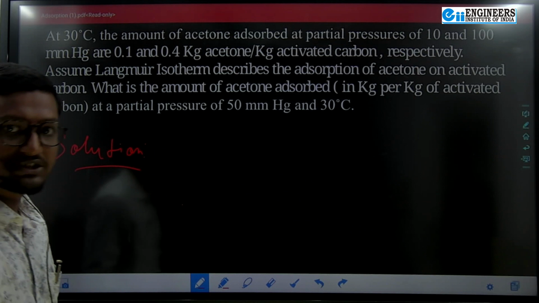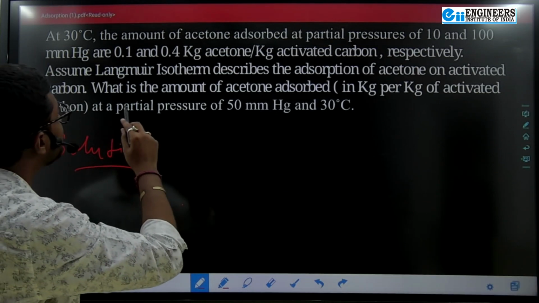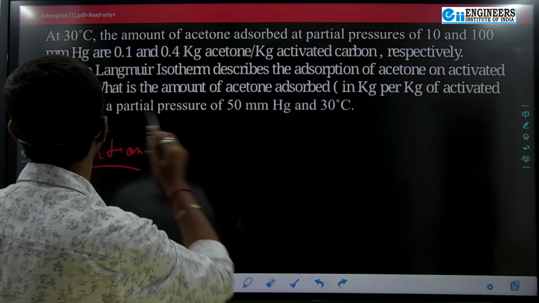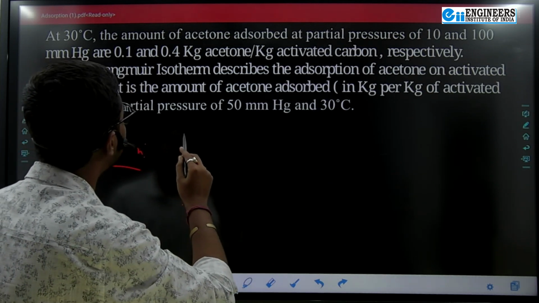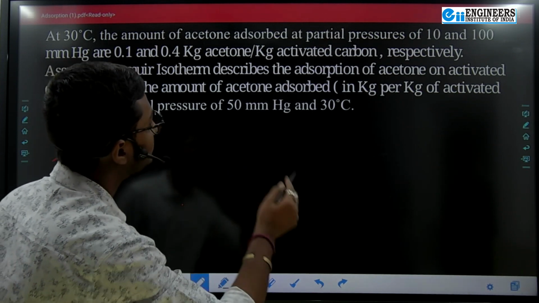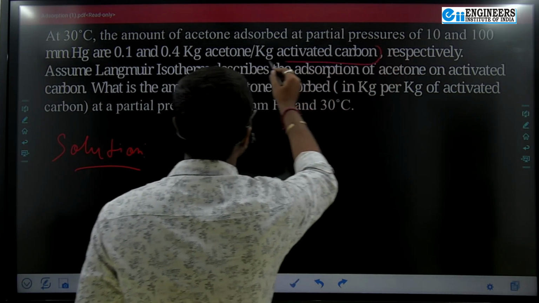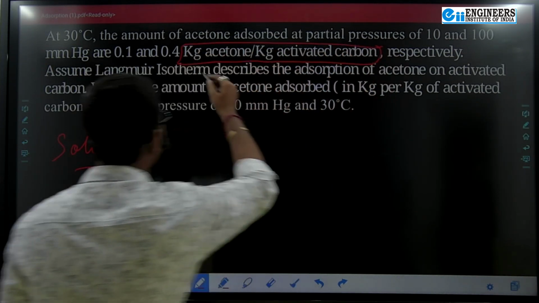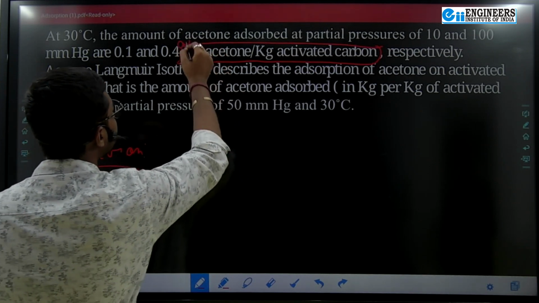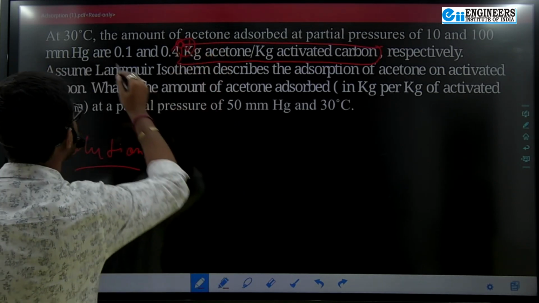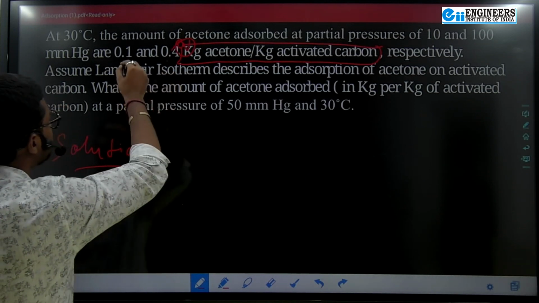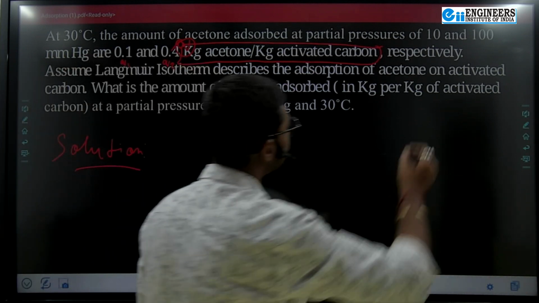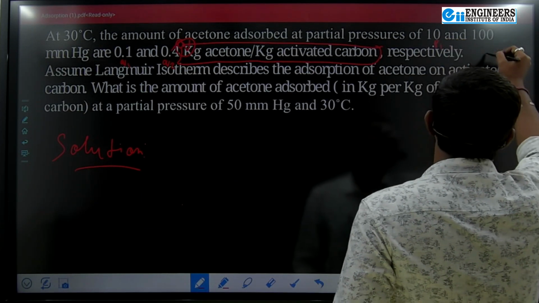See, what's given in the question is that at 30 degrees centigrade the amounts of acetone adsorbed at partial pressures of 10 and 100 mmHg are 0.1 and 0.4 kg acetone per kg activated carbon. See, this unit, kg acetone per kg of activated carbon, is the unit of Q. We can see it clearly. So two values of Q are given. Suppose we note them as Q1 and Q2, and also two partial pressures are given, so we can note them as P1 and P2.